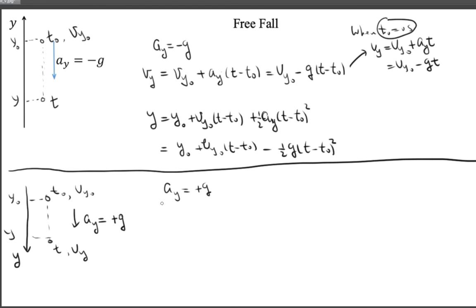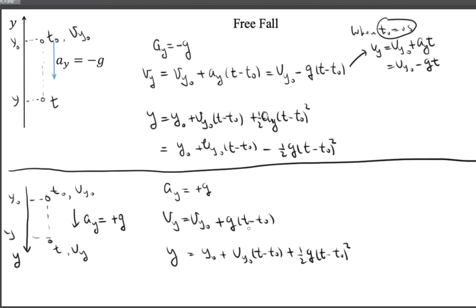If you solve for the velocity and the position, you get the following. Vy becomes Vy0 plus g times (t minus t0), and y equals y0 plus Vy0 times (t minus t0) plus 1/2 g times (t minus t0) squared. This expression may not seem obviously different from the previous one, but let's look at a numerical substitution.